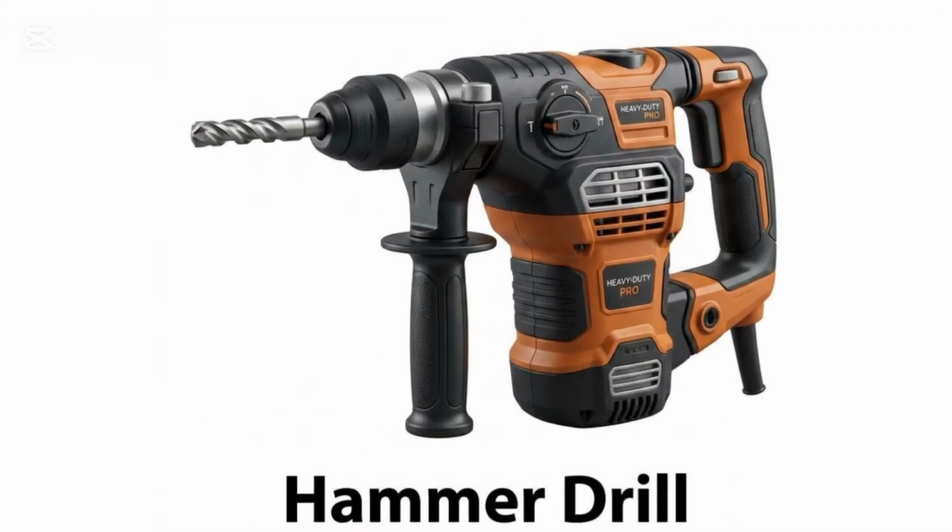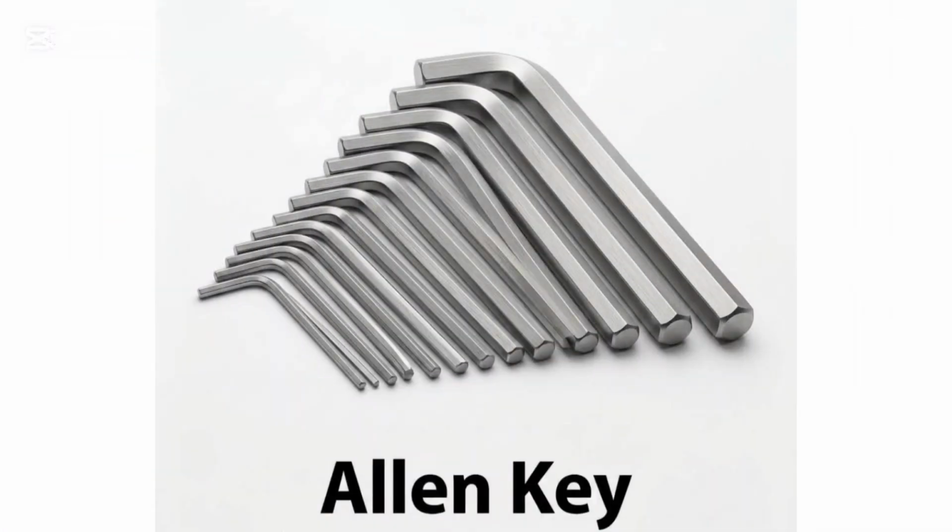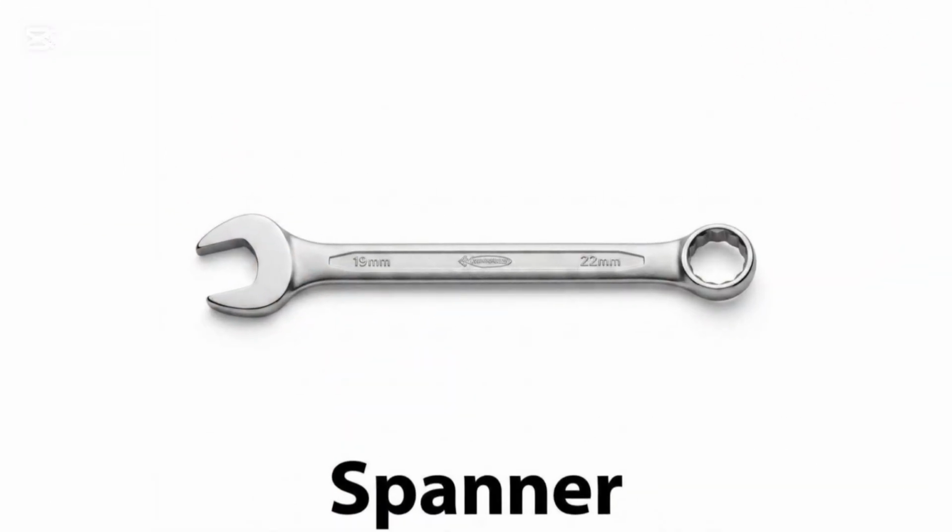Hammer drill. It's a powerful drill used for drilling into hard materials such as concrete or brick. Allen key. It's an L-shaped tool used for tightening or loosening hexagonal screws. Spanner. It's a British English term for a tool used to tighten or loosen nuts and bolts.